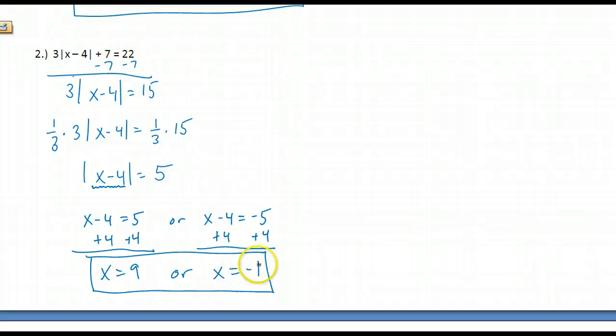Or if I plug -1 in, -1 minus 4 is -5. The absolute value of -5 is positive 5. 3 times 5 is 15, plus 7 gives me 22. Think of the absolute value as a grouping symbol. To get rid of the grouping symbol, you have to set up two equations. Before we can set up our two equations, we need to get rid of the stuff around the grouping symbol first.